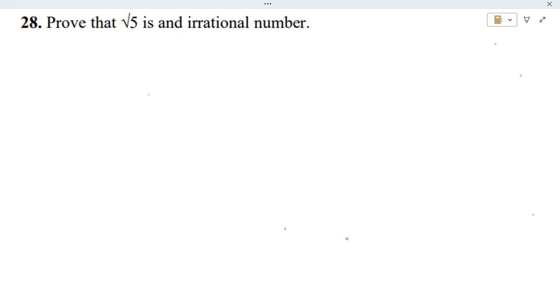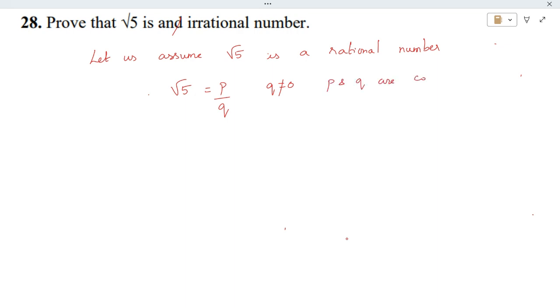Question 28. Prove that root 5 is an irrational number. First, what will we do? Let us assume root 5 is a rational number. Okay, so you know this is a famous proof, right? They can ask root 3 or root 5 or root 7. So let us assume root 5 is a rational number first. So if it is a rational number, it can be represented in terms of p by q, right? Numerator by denominator, where the denominator is not equal to 0 and p and q are co-prime, which means the HCF will be 1. Isn't it? Co-prime numbers.